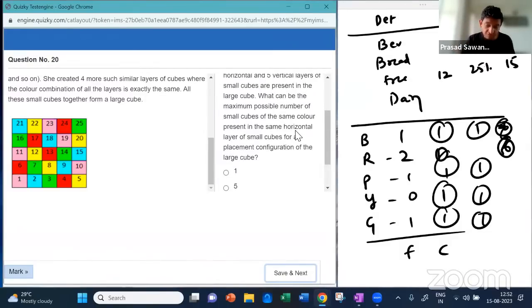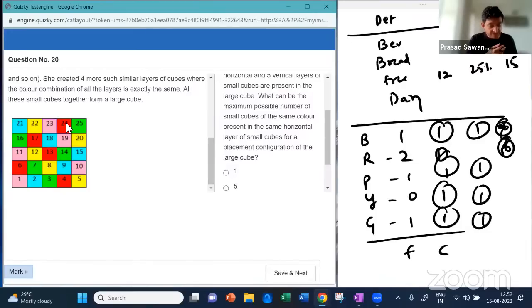Maximum possible number of small cubes of the same color present in the same horizontal layer. Oh, in one horizontal layer there should be the maximum number. Okay, understood. So in this case, if I look at it, no color is present twice in one layer, horizontally at least. अगर मैं ऐसे उसको flip कर देता हूँ, then I can see a 4 and a 24 that will be present in the same layer. तो 10 हो जाएंगे वहां पे.